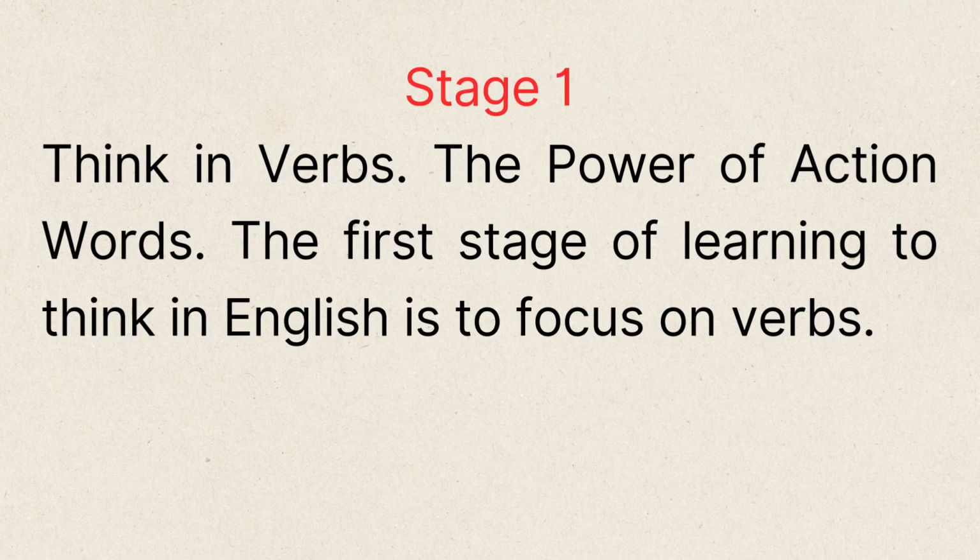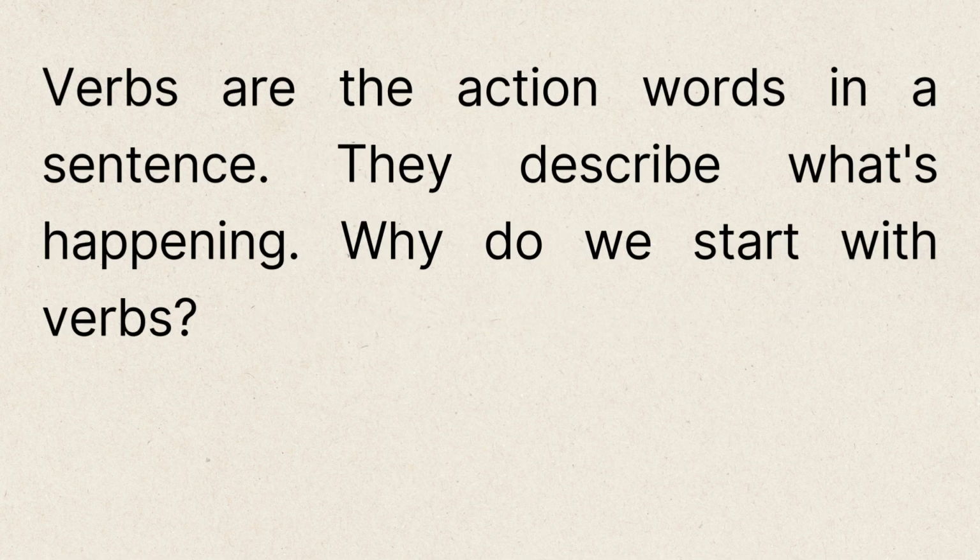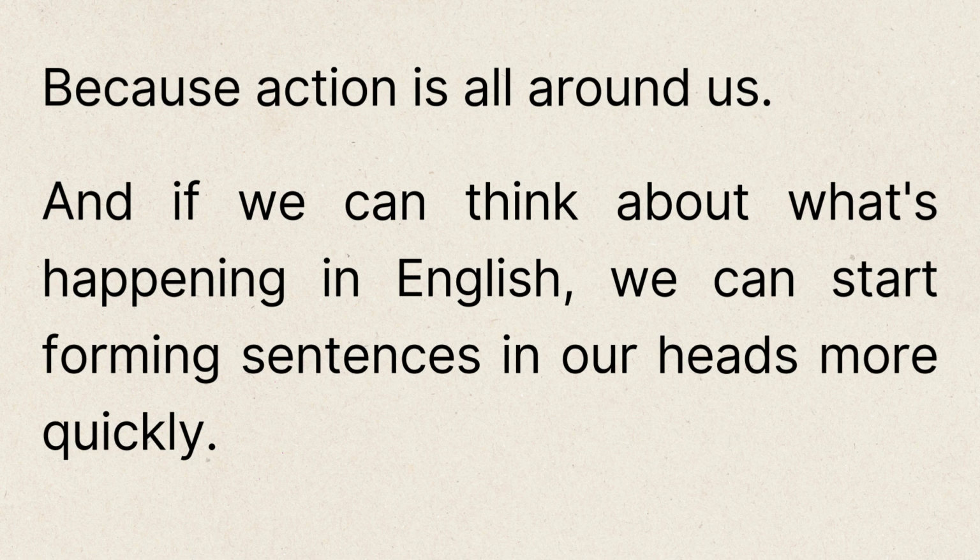Stage 1. Think in verbs. The power of action words. The first stage of learning to think in English is to focus on verbs. Verbs are the action words in a sentence. They describe what's happening. Why do we start with verbs? Because action is all around us. And if we can think about what's happening in English, we can start forming sentences in our heads more quickly.